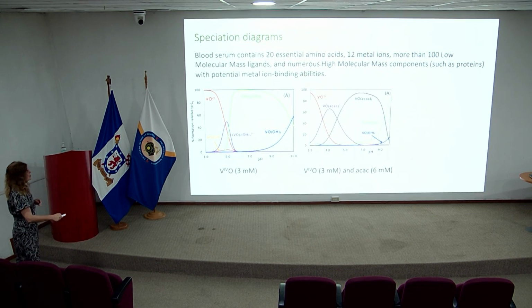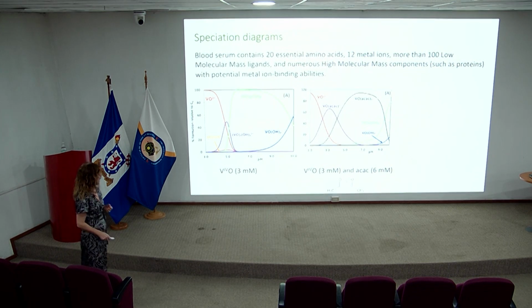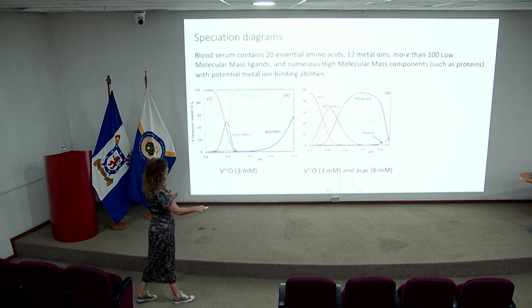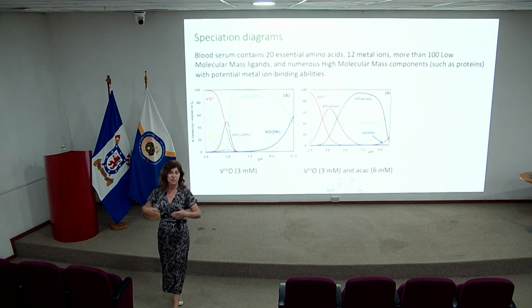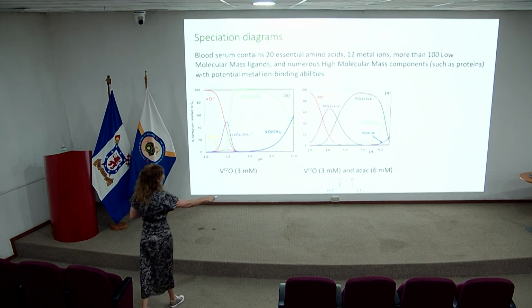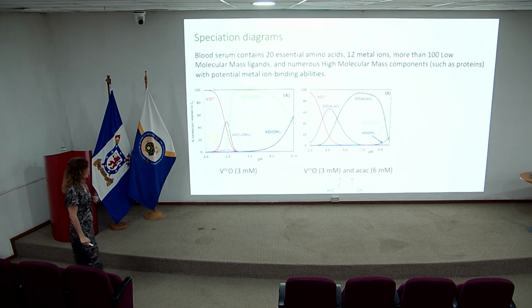So what happens if we have a ligand, like acetylacetonate? We determine the protonation constants of this ligand and study the interaction with vanadium, and now we can see that at physiological pH, what we should have in solution is the complex with 2 acetylacetonate molecules and a small percentage of a hydroxide.